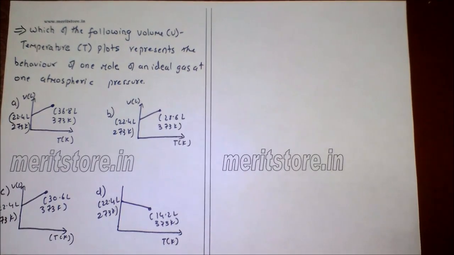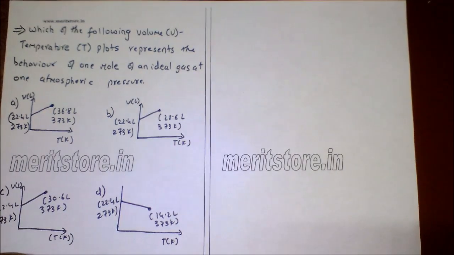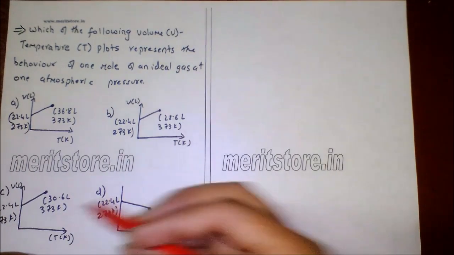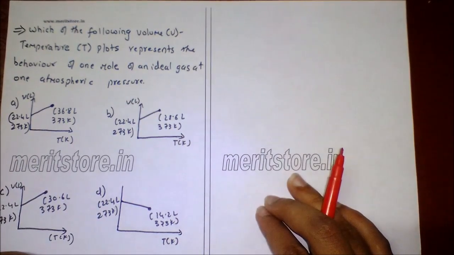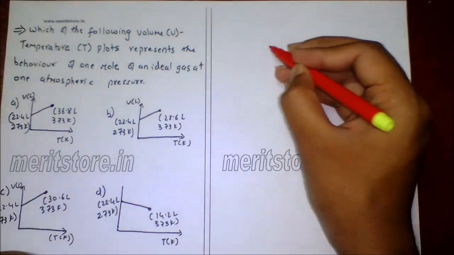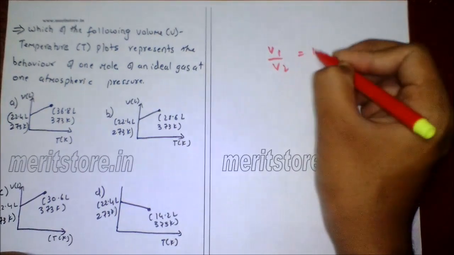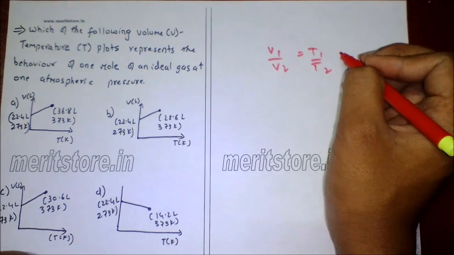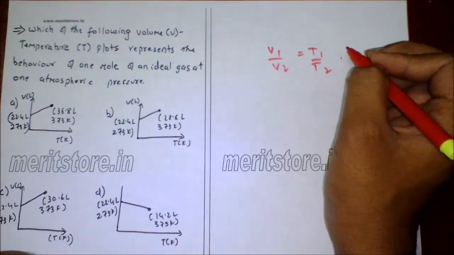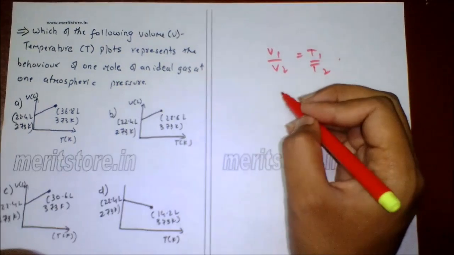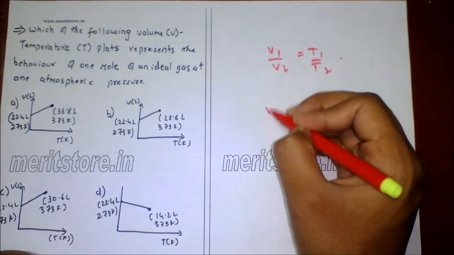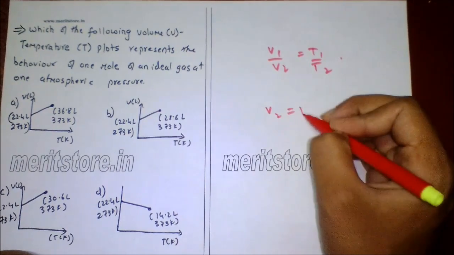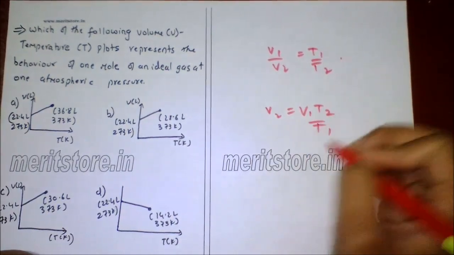Which of the following volume temperature plots represents the behavior of 1 mole of an ideal gas at 1 atmospheric pressure? In the graph C, we know that with the relation V1 upon V2 is equal to T1 upon T2. So volume is directly proportional to temperature, so we have to find the volume 2. So in this graph, we can find the volume 2 through V2 is equal to V1 T2 upon T1.